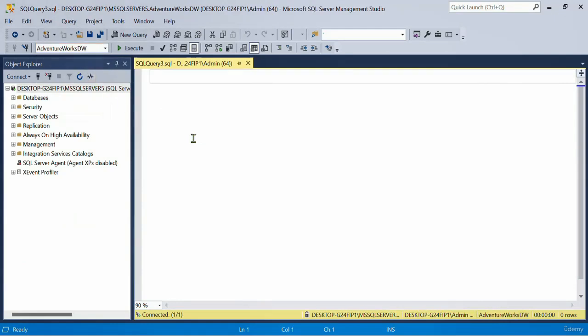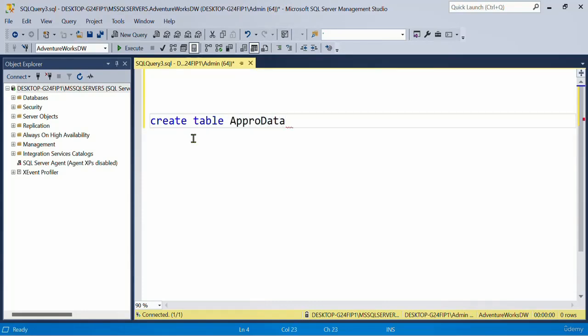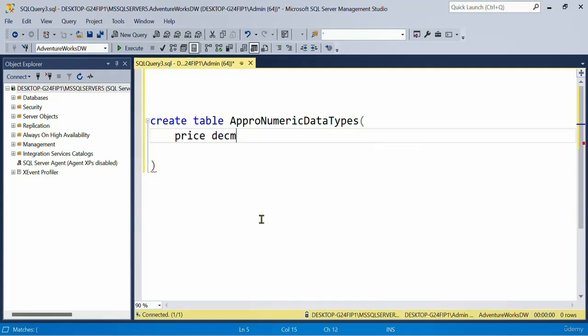For example, if I take create table, let's say approximate numeric data types. When you either create or modify a table, you would need this data type. Let's say there is something called price and you say decimal. I can take, for example, cost and say numeric.